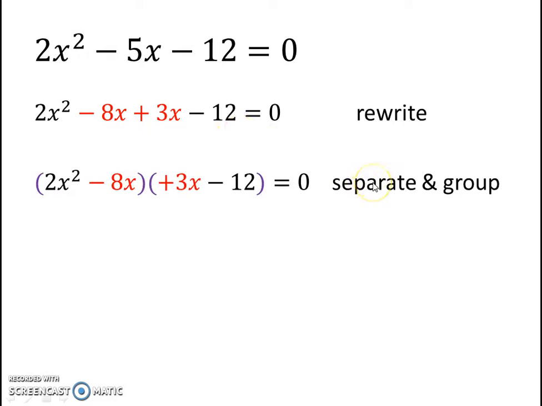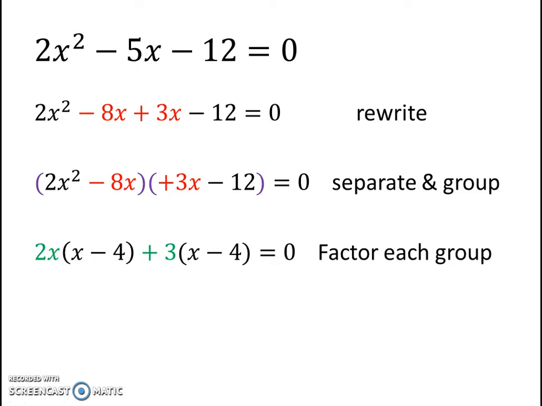We want to separate and then group the terms. The first two terms stay together. The second two terms stay together, as you see in the parentheses. Then, here's where it gets tricky. For each group, we want to take a GCF out. 2x squared minus 8x, they both have a 2x in common. What's left over is the x minus 4 when we remove the 2x from these two terms. The second group, 3x minus 12, they have a positive 3 in common. When I take that out, I'm left with x minus 4.